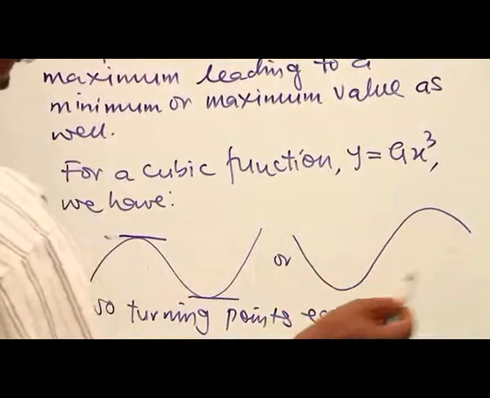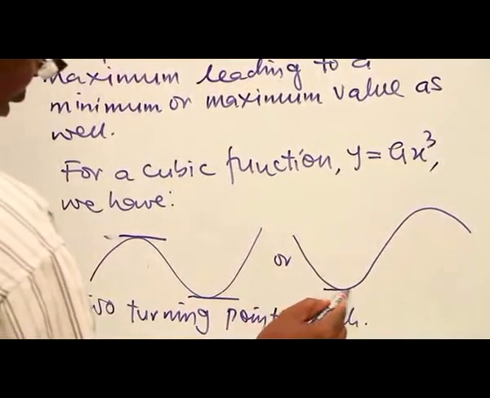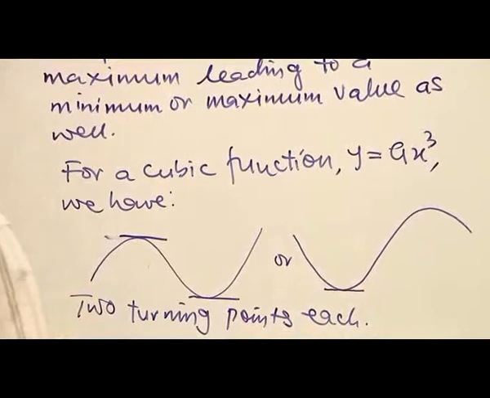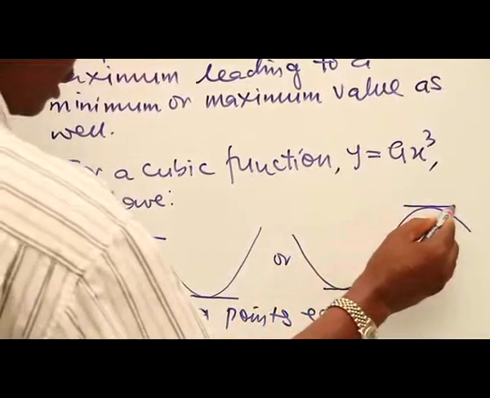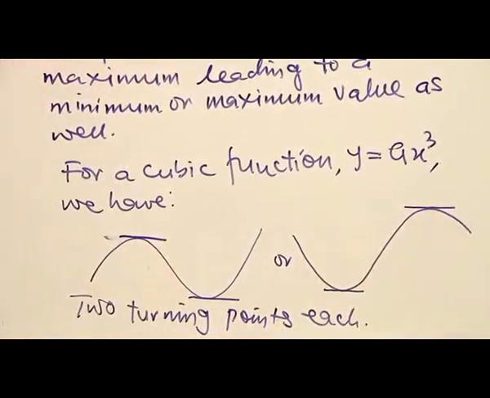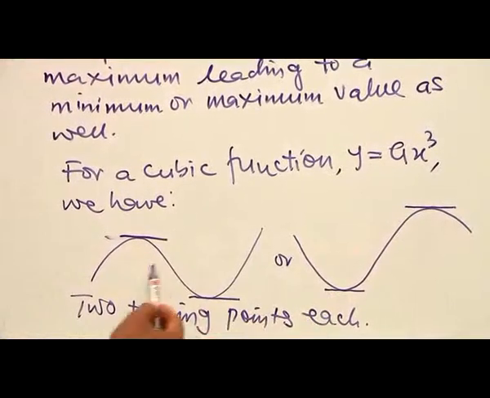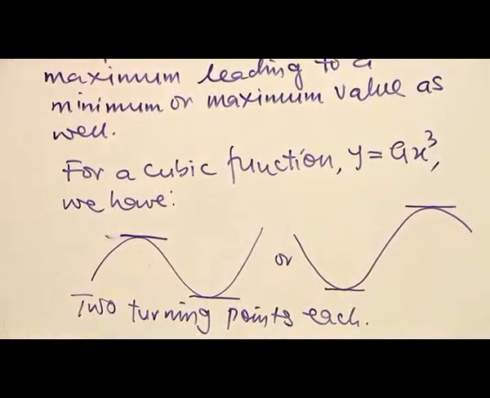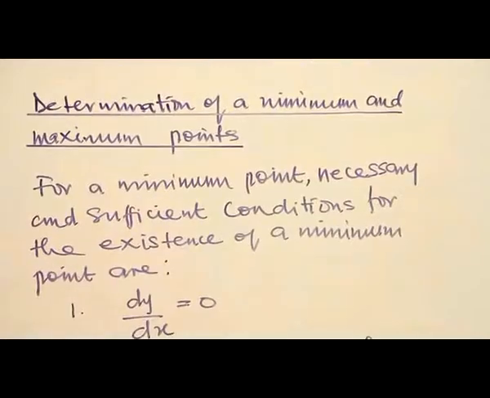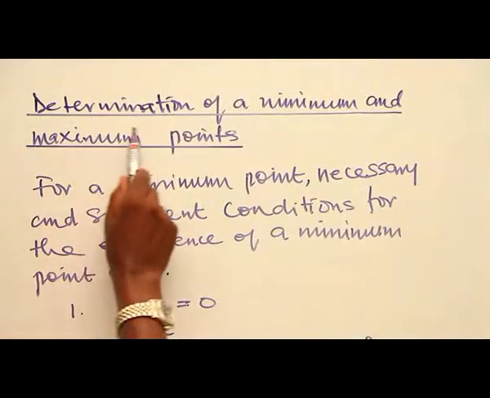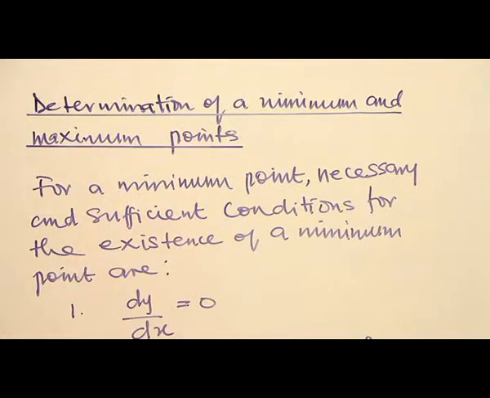Falling, rising, and falling. You have here the minimal point and minimal value, and here the maximal point and the maximal value. At each of these turning points, your dy over dx is always equal to 0. Let us now look at the determination of a minimal and a maximal point.